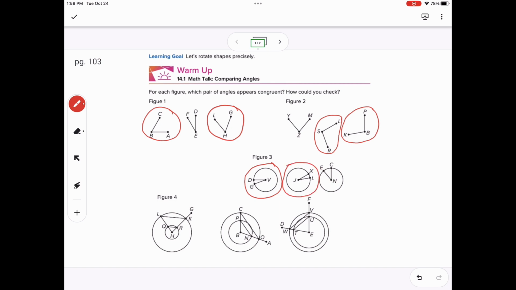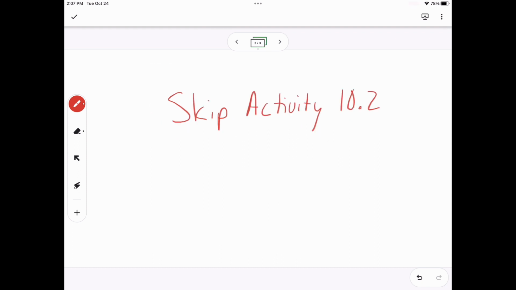Now figure 4 has a lot more going on, but looking at angle CBO, the one in the middle, it looks a bit wider compared to the other 2. So even though there's extra lines and stuff, it does look like LHG and DEF are congruent, or at least look congruent to one another. Okay? Despite them being oriented or rotated differently, you can still be congruent. Go ahead in the book, skip activity 10.2. We're going to move on to the next page, activity 10.3.